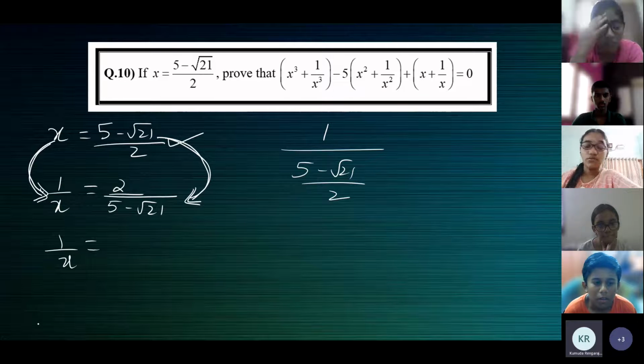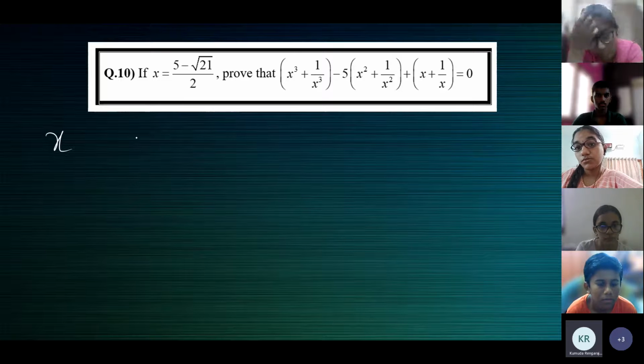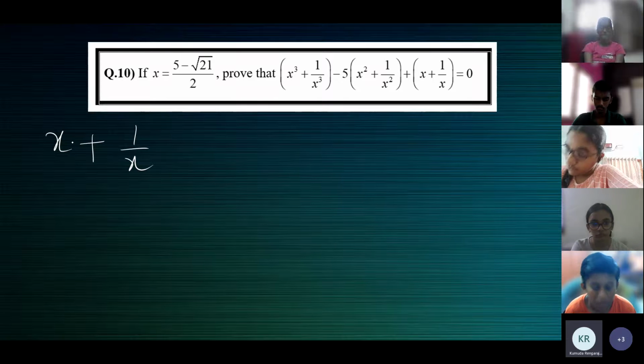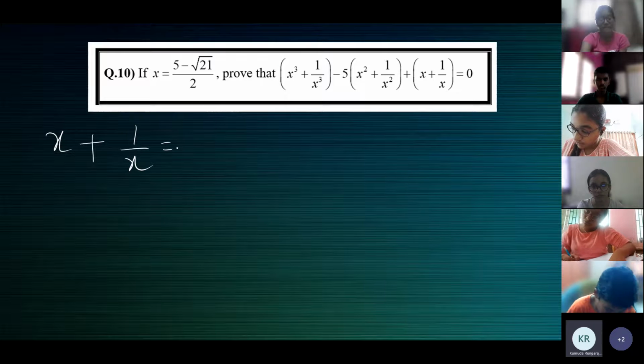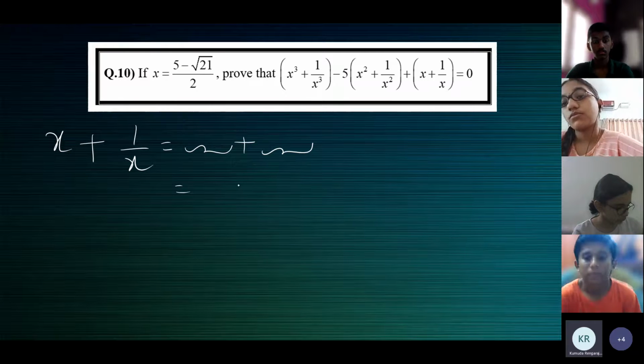What will be the next step? We have x with a rational denominator, and we have 1 by x with a rational denominator. Next is to find x plus 1 by x. It's not asked, but this is the procedure. How will we find x plus 1 by x? You must write the expression for x plus the expression for 1 by x. You must add and get the answer.